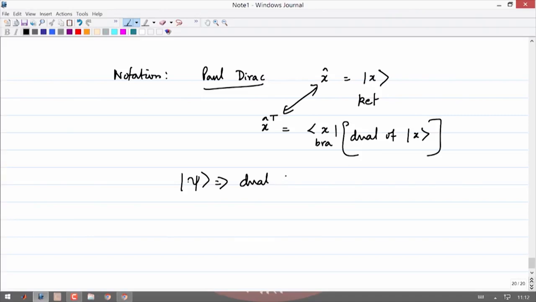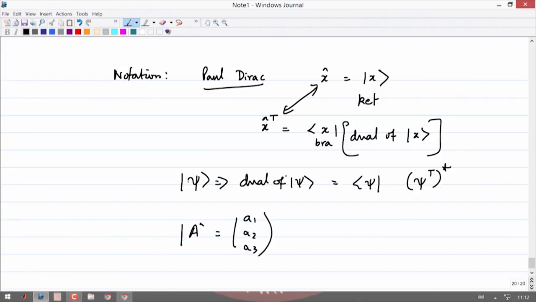The dual of psi will be the bra psi, and this will be basically psi transpose star in terms of geometric representation, or in terms of linear vector algebraic representation, it is a transpose of psi also with the complex conjugate. What is the example? For example, if you have A as A1, A2, A3, okay, this is a ket vector which is written as a column vector.